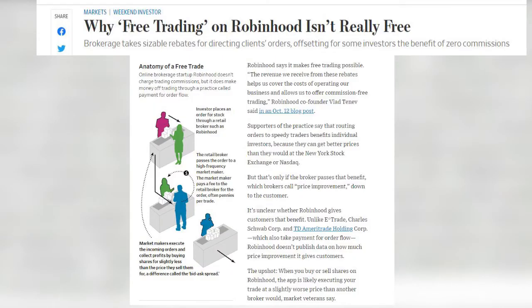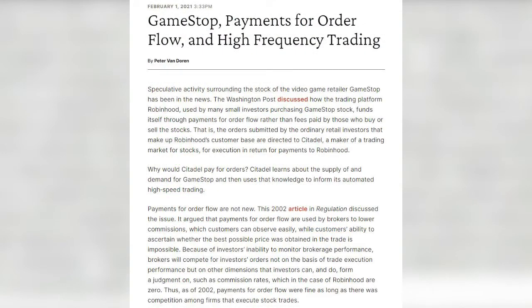The Robinhood app in the US relies on payment for order flow, which is a similar business model of offering you a free service, but selling off your data. The data here is your buy and sell orders on stocks. They take the orders from users of the app, and instead of directly processing those trades on the stock exchange, they sell the right to execute these trades to market makers like Citadel. And why would Citadel pay for those orders? Citadel learns about the supply and demand for Gamestop and then uses that knowledge to inform its own automated high-speed trading. The same high-speed trading that you're competing against as a retail investor.